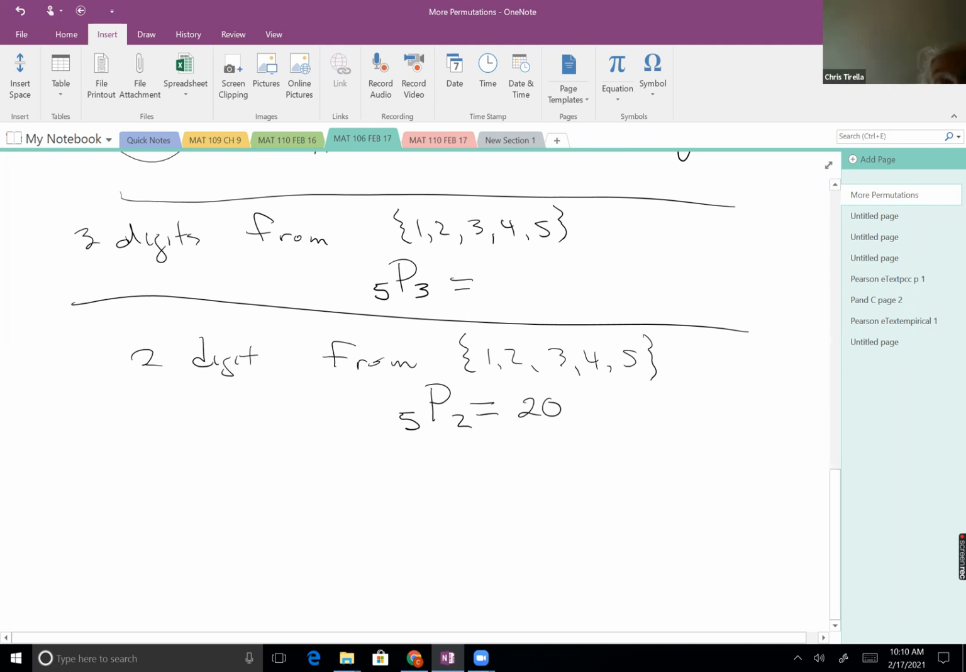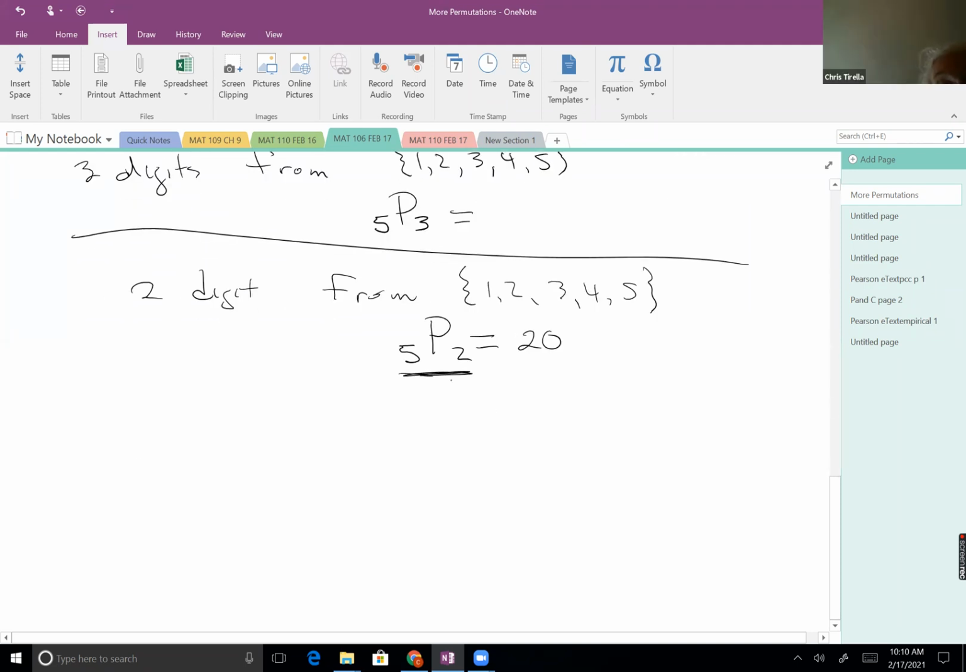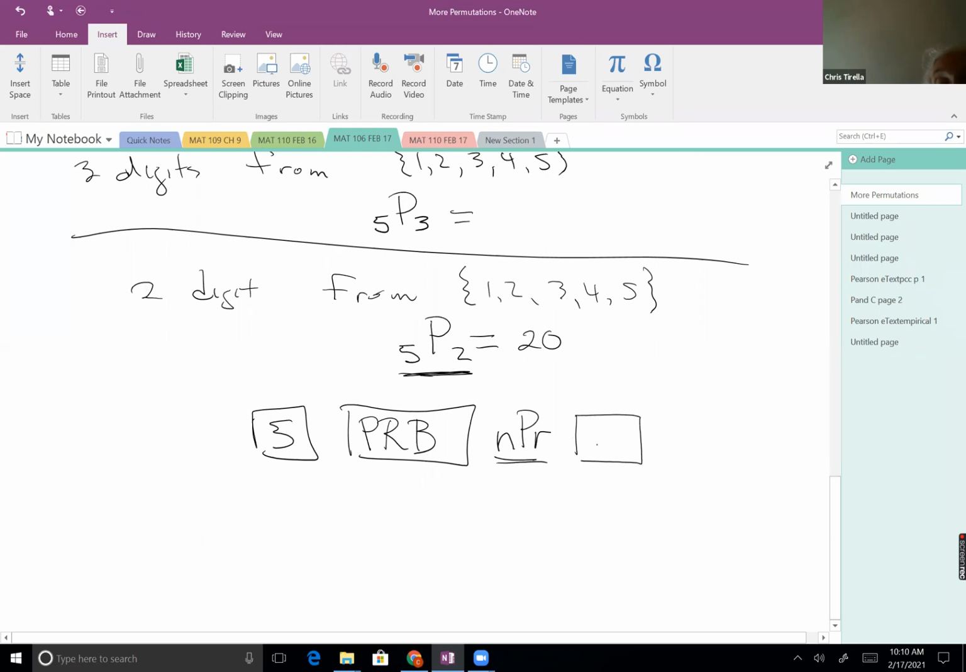In order to get this answer on your calculator, if you have the TI 30, you're going to type the number 5, then you're going to type PRB, and then you're going to make sure that nPr is highlighted. Then you're going to type 2, and then you're going to type equal.